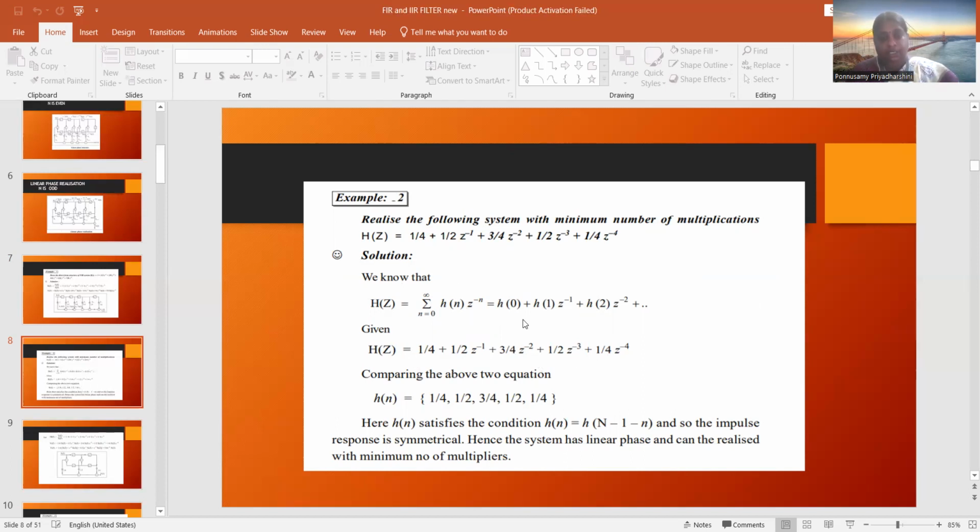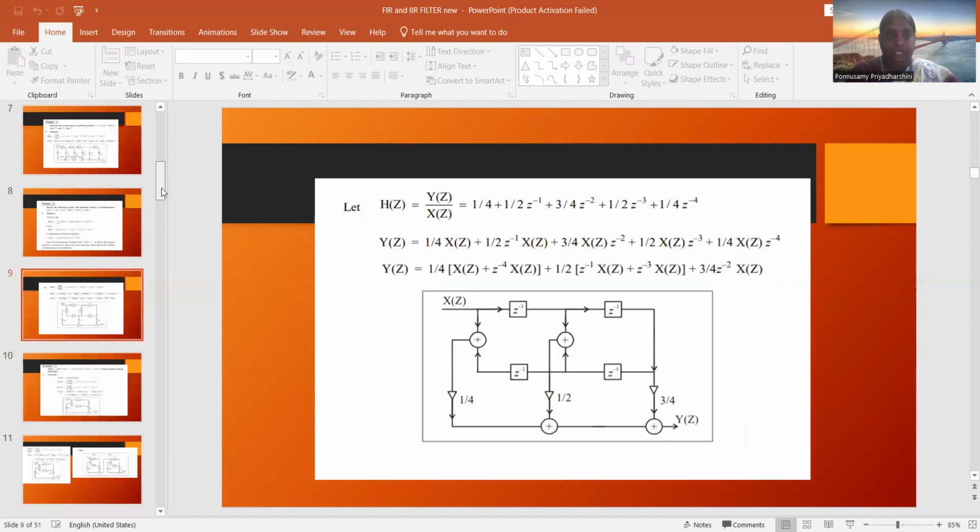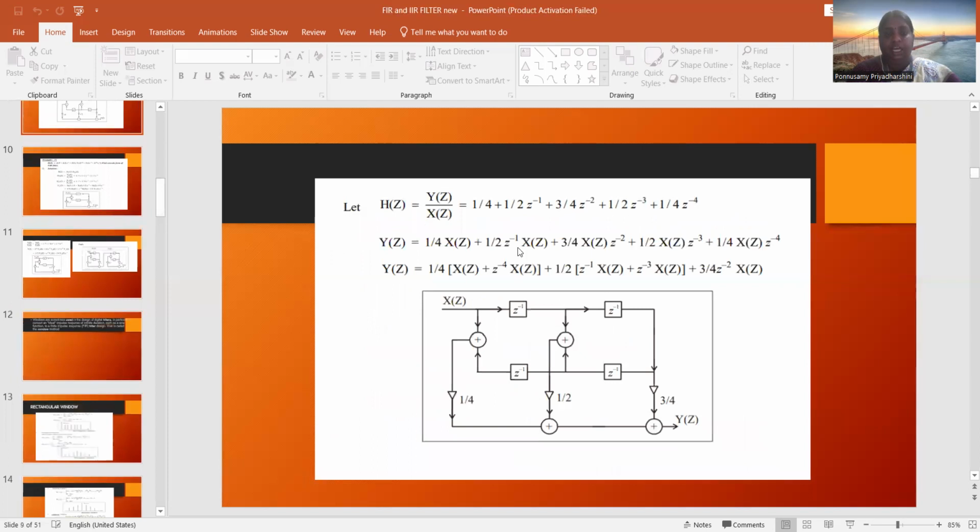And if we compare the equations, we get the terms. So h of n has to satisfy the condition h of n equals h of N minus 1 minus n. So the impulse response is symmetrical, and it can be realized with a minimum number of multipliers. So here, after getting that, H of z is equal to Y of z by X of z, and this is our equation. So how do we realize the structure?